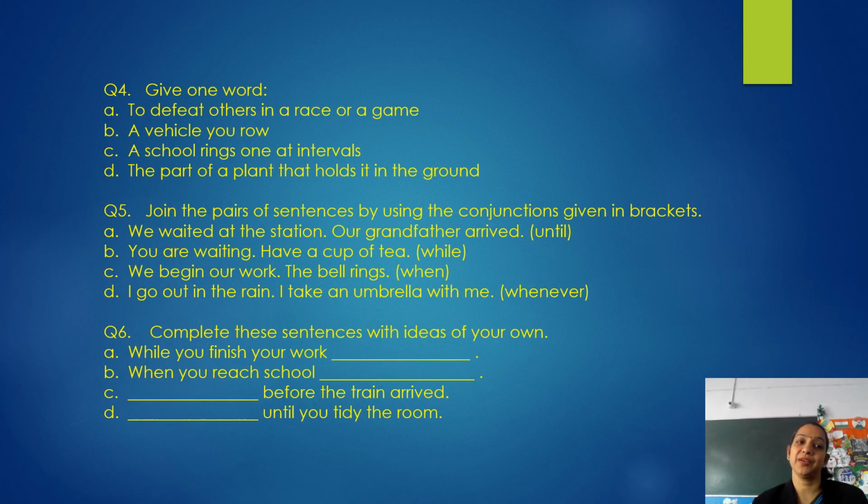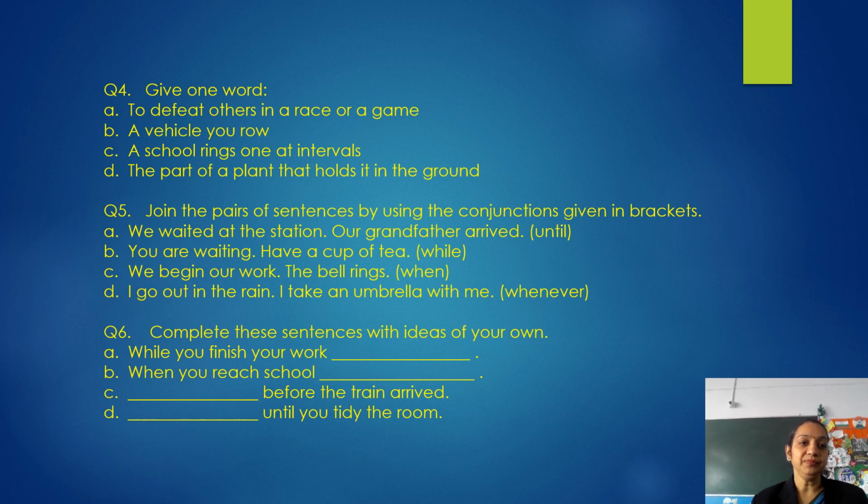Here is our next question, that is question number 4. Our question number 4 is, give one word. So children, here some clues are given to you for which you have to give one word. Okay? See, first clue is given as to defeat others in a race or a game. So you have to give one word for this, to defeat others in a race or a game.